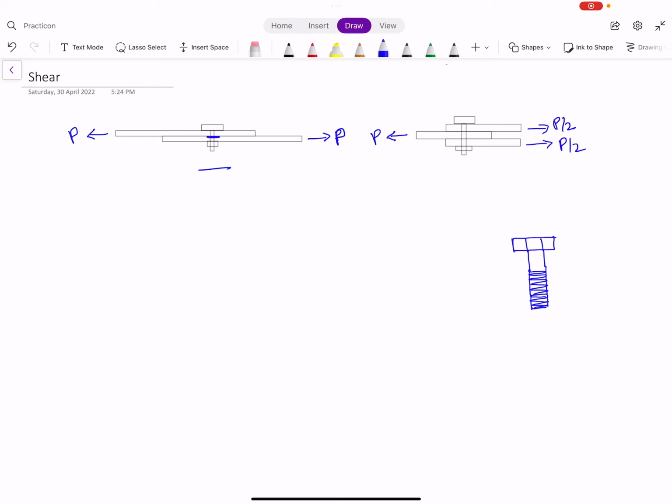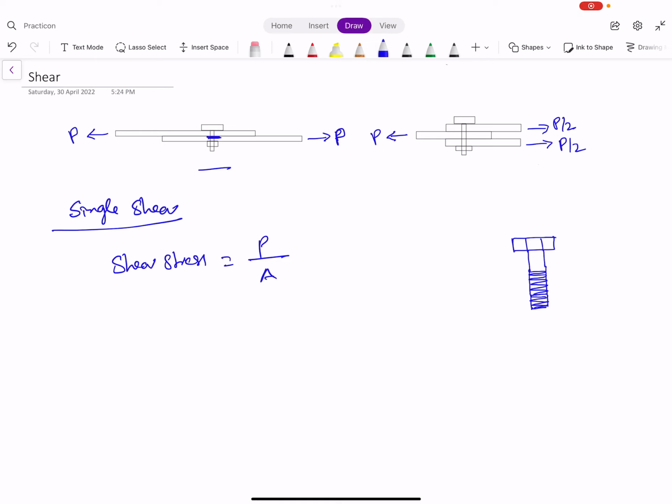So this is called single shear. That means the shear stress equals P divided by the cross-sectional area of the bolt at this point.